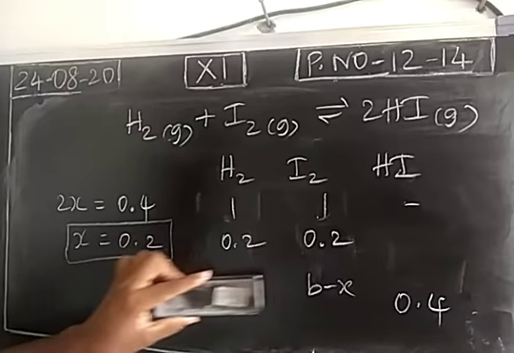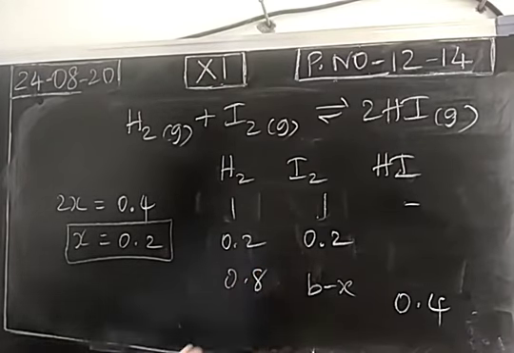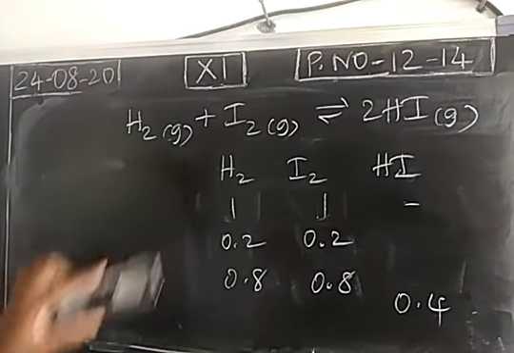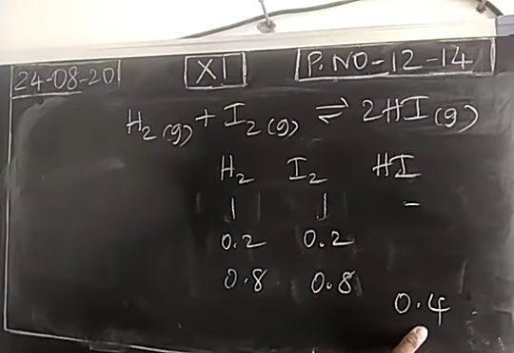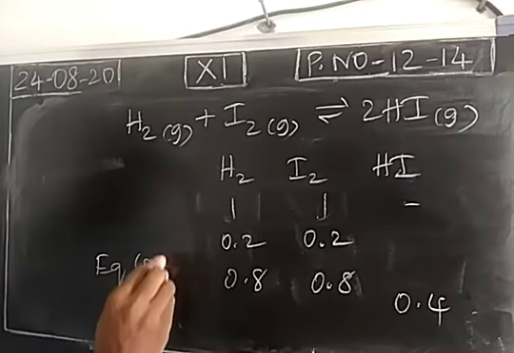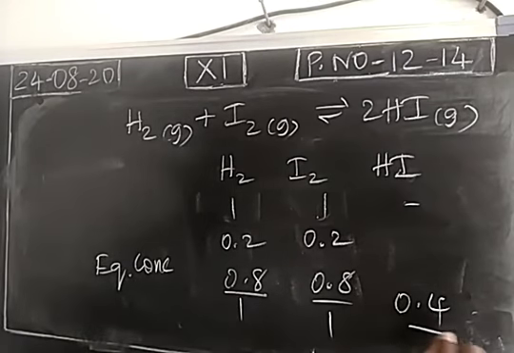A minus x, 1 minus 0.2. What is the answer? 0.8. So the remaining number of moles of hydrogen is 0.8, as well as iodine 0.8. Number of moles of product at equilibrium is 0.4. Total volume is assumed as 1. So equilibrium concentration is the number of moles divided by total volume. Okay, total volume is assumed as 1.